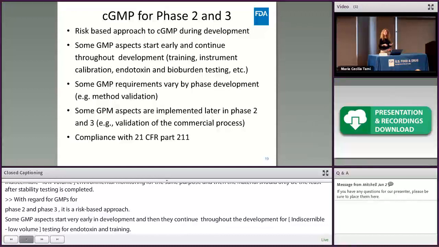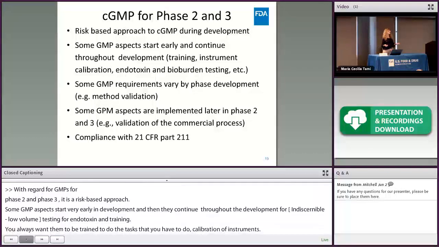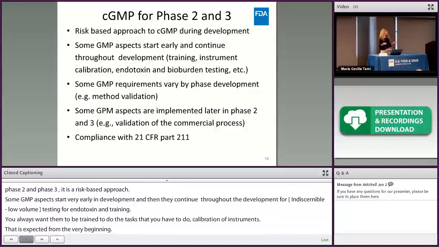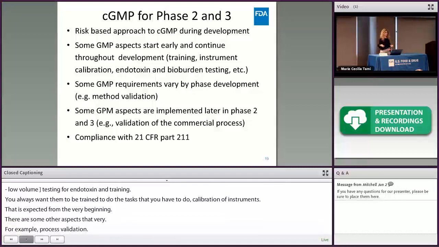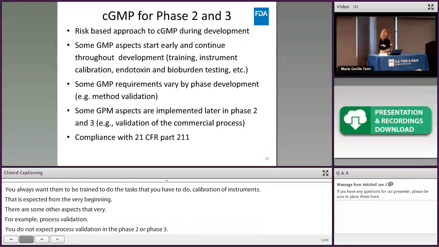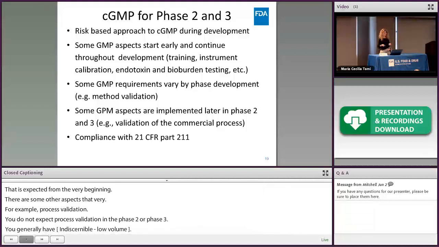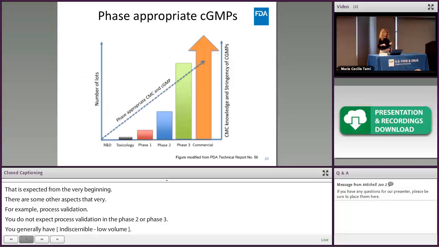vary with the phase. For example, process validation. You would not expect process validation in phase 2. You generally do it during phase 3 and towards licensure. Method validation is something that you are going to increment through the phase development. And compliance with 21 CFR Part 211 is expected for phase 2 and phase 3.